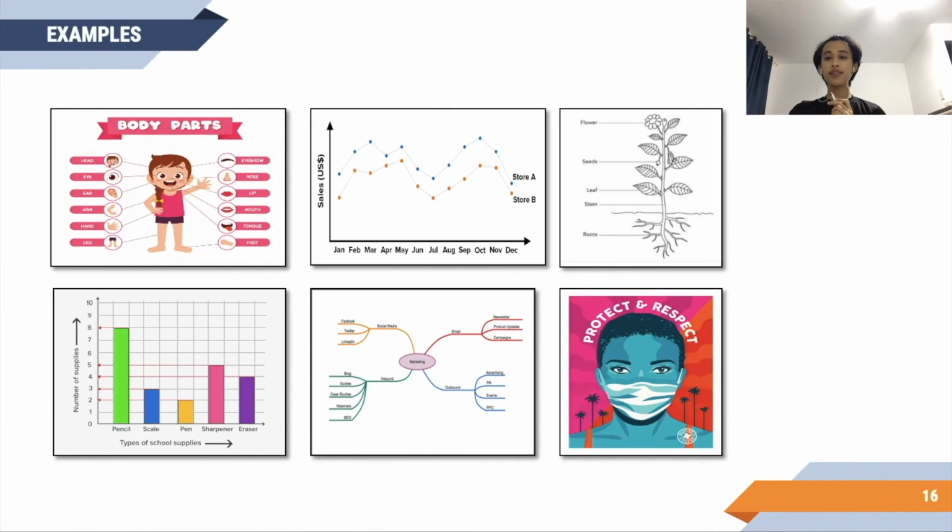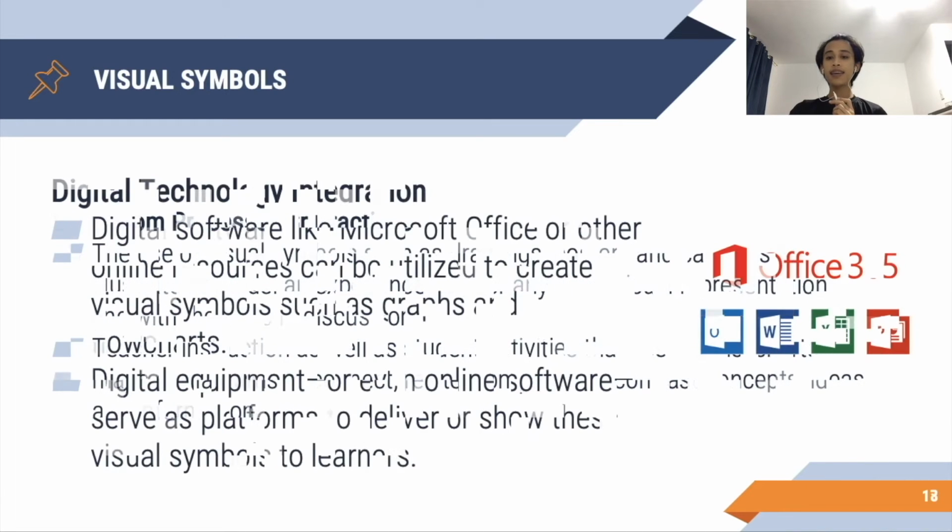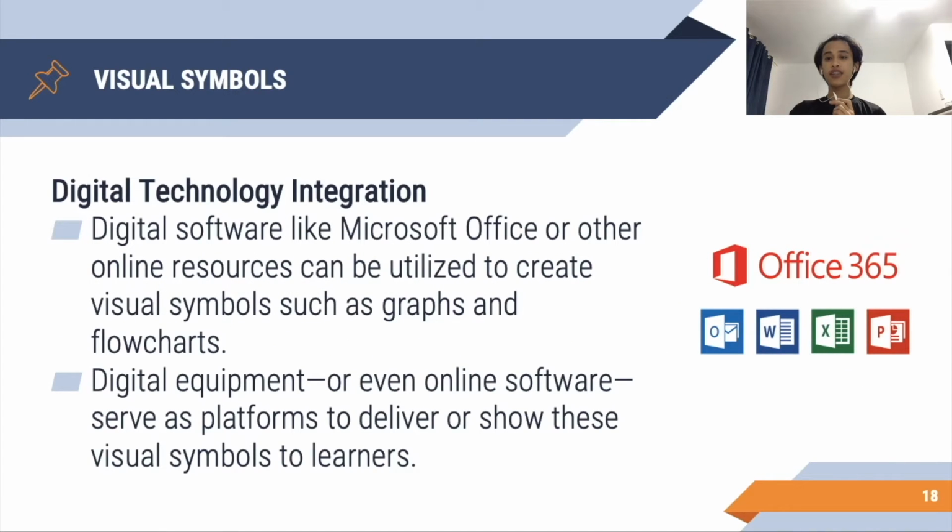Next up is visual symbols in classroom practices. The use of visual symbols such as drawings, posters, and cartoons to illustrate or model an experience, idea, or any other visual representation in line with the topic of discussion. Teacher instruction as well as student activities that use graphs, charts, maps, or diagrams to connect, relate, compare, and contrast concepts, ideas, and information. Visual symbols are also an avenue in classroom teaching by helping students see an idea, event, or process.